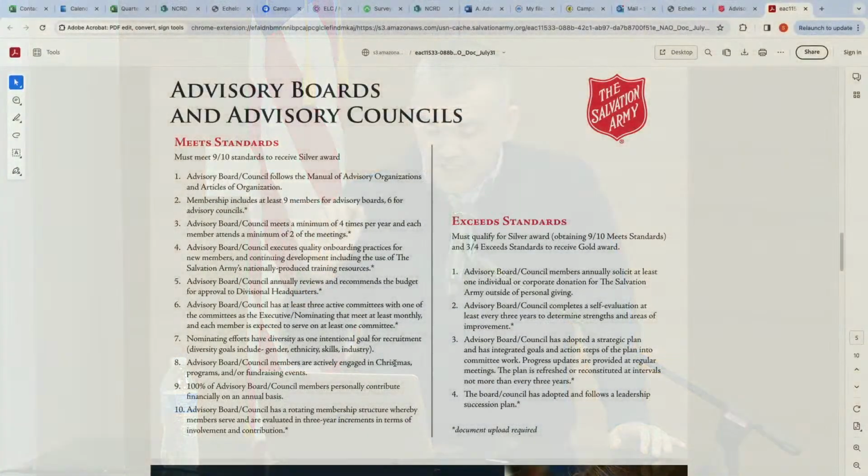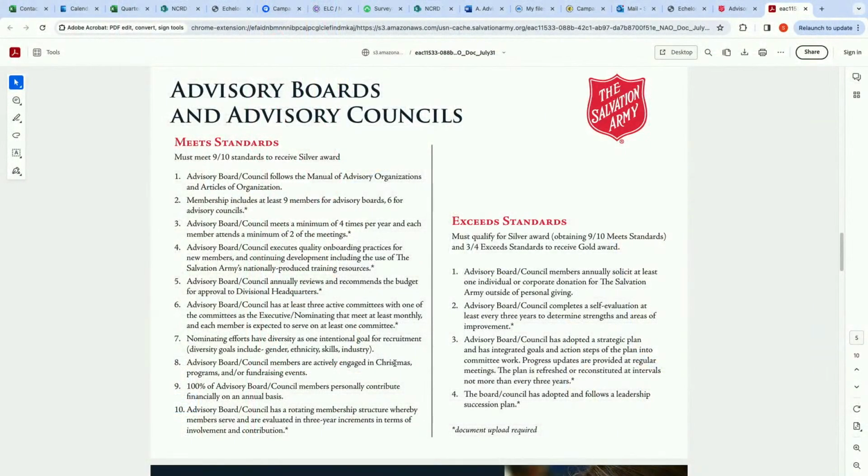Number 7, your nominating efforts, your recruiting efforts have diversity as one intentional goal for recruitment. Diversity includes gender, ethnicity, skills, and industry. So as a board, you have to make it a point to try to bring in diversity into your board, but you just have to have one goal. So do we want our board to have more woman representation? Do we want our board to have more representation of industry? Maybe there's a big industry in the community that you operate in and you want someone from the agricultural or from the technology industry. So you have to have at least one goal around diversity, but it could be diversity around any number of subjects.